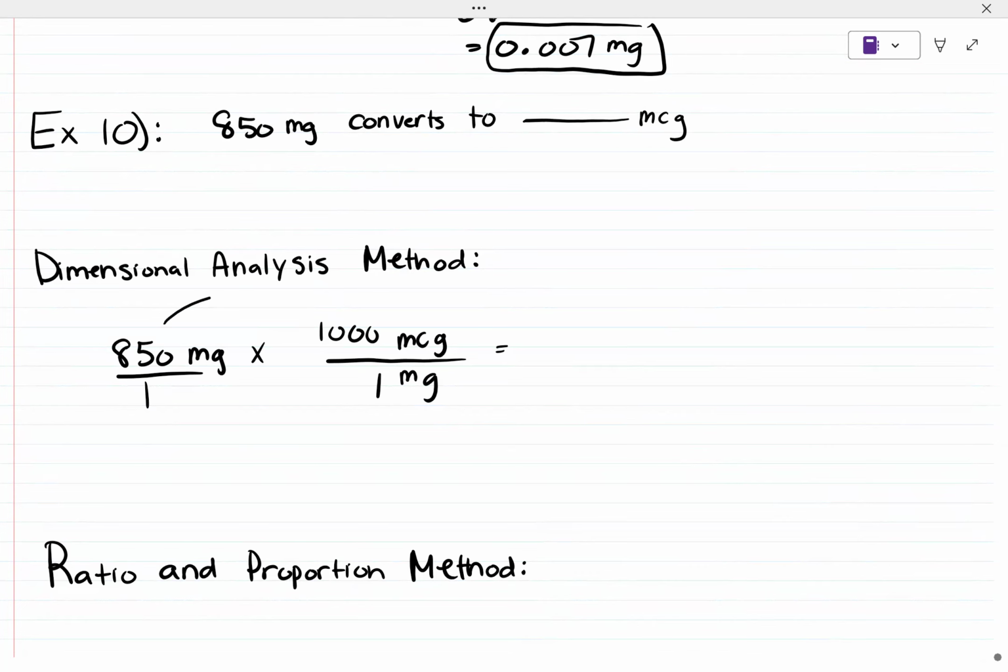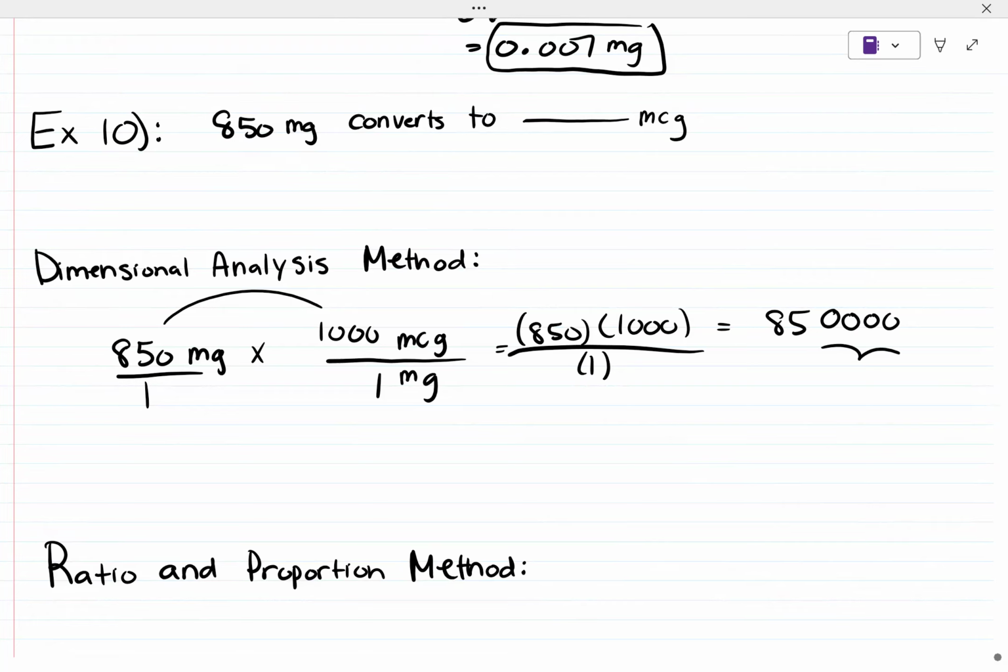and then multiply across, so 850 times 1,000, and then 1 times 1 is 1. So what's 850 times 1,000? That's going to be 85, and then you just count the zeros, 1, 2, 3, 4, 4 zeros. So yes, you technically have to include these zeros. So it would be wrong if you just say 85, right?